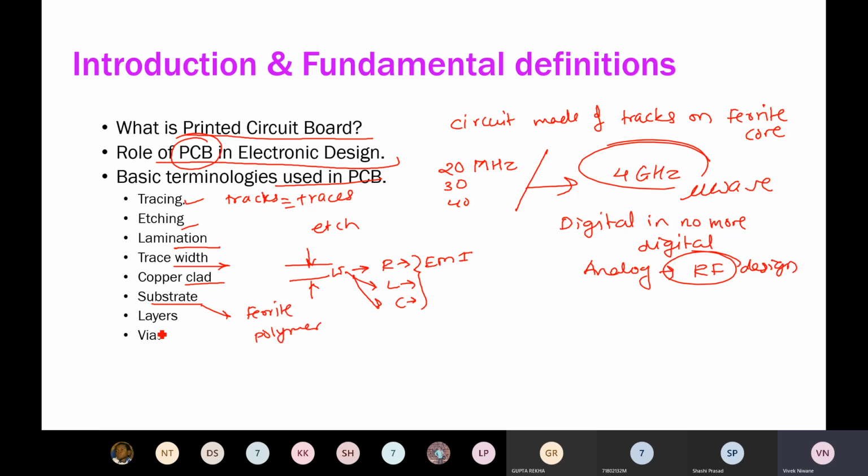Layers are the layers of the tracks. Multiple layers can be there, and vias are nothing but the contacts in between the tracks. So if we say that this is a PCB and we have a copper plate over here and another copper plate over here, and we want to have a connection between the two, we can drill out in this area and fill the material in this hole. This hole, which is going to connect the upper copper layer and the bottom copper layer, is called a via.